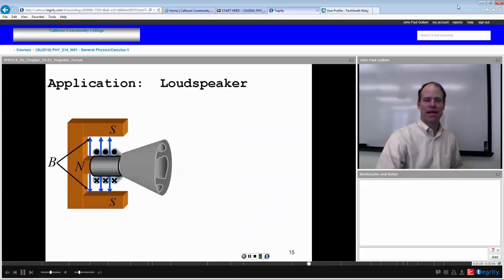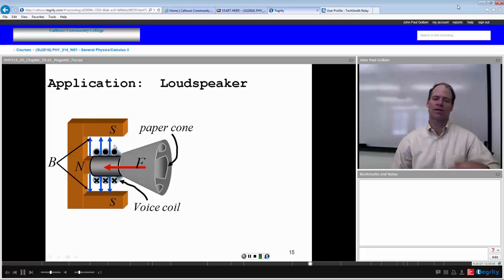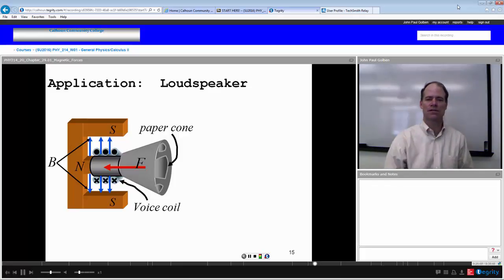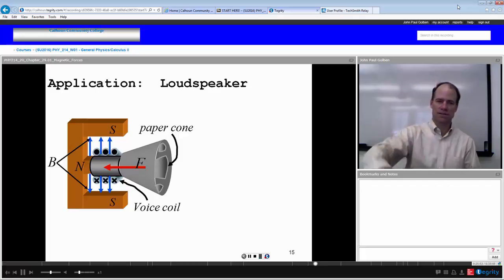Here's the application, a speaker. Consider this. We have a coil around a paper cylinder here, and it's basically on a magnet. We have a north pole here, south pole down below, south pole up top. And we run a wire in this coil, and we're looking at the cross section of that coil right now. And you can see that the current is running into the page on the bottom and out of the page towards you on the top. So it's going like this.